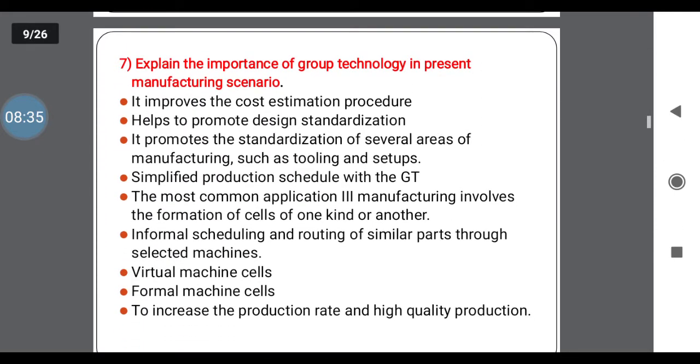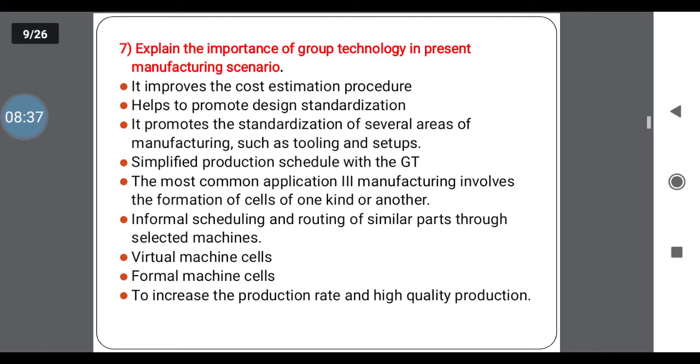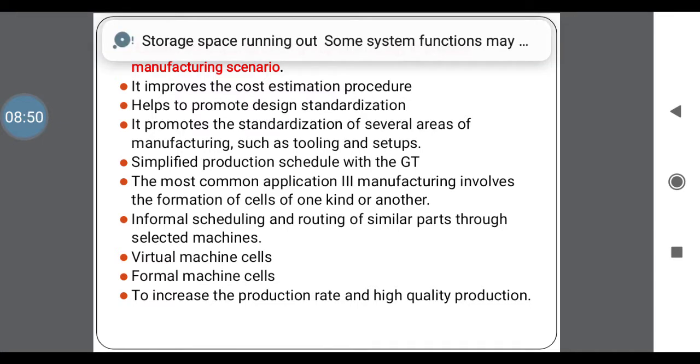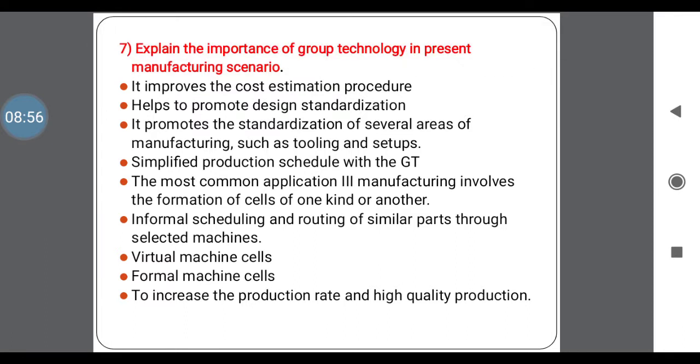The next one is: explain the importance of group technology in the present manufacturing scenario. So why it is required at present. That is group technology. First one, it improves the cost estimation and procedure, and also promotes the design standardization. It promotes the standardization of reliable areas of manufacturing such as the tooling and setups.